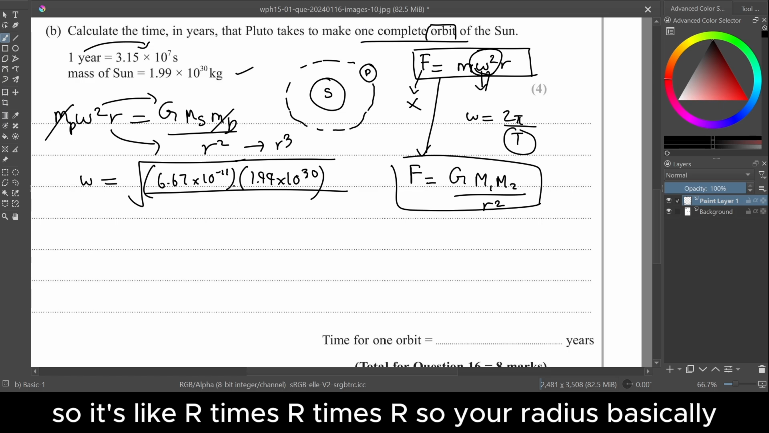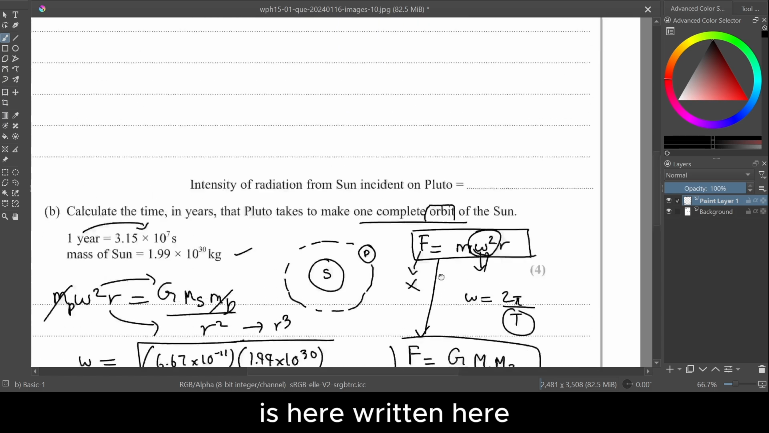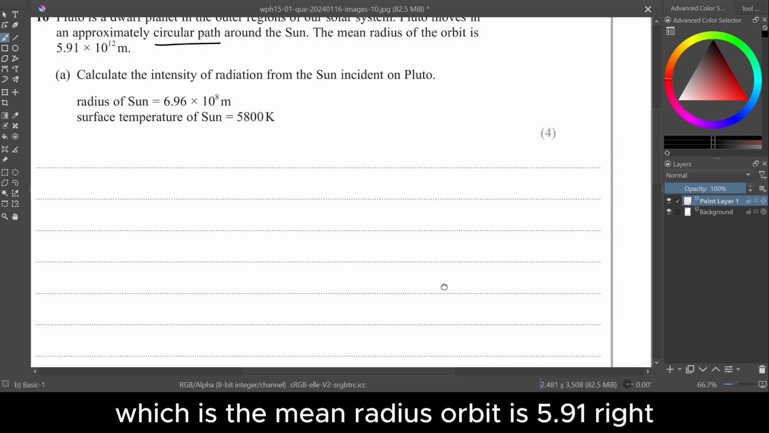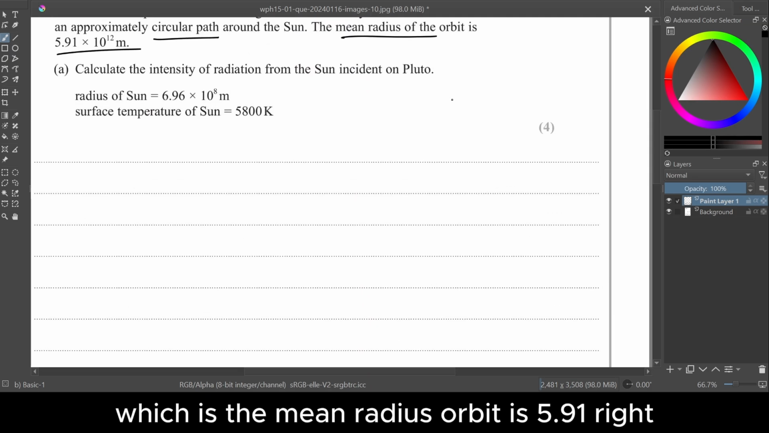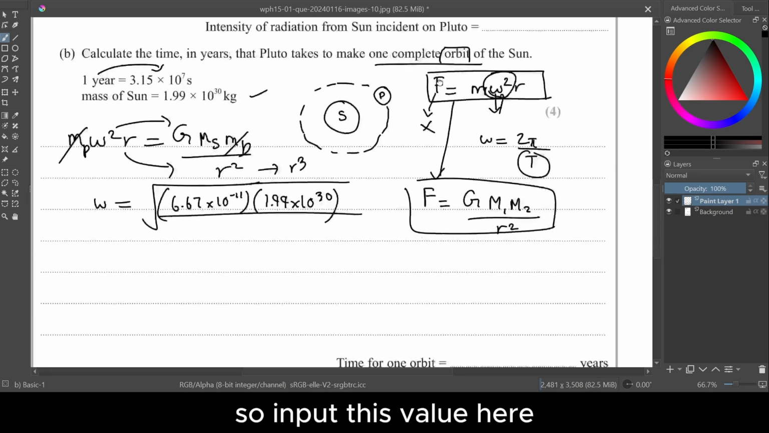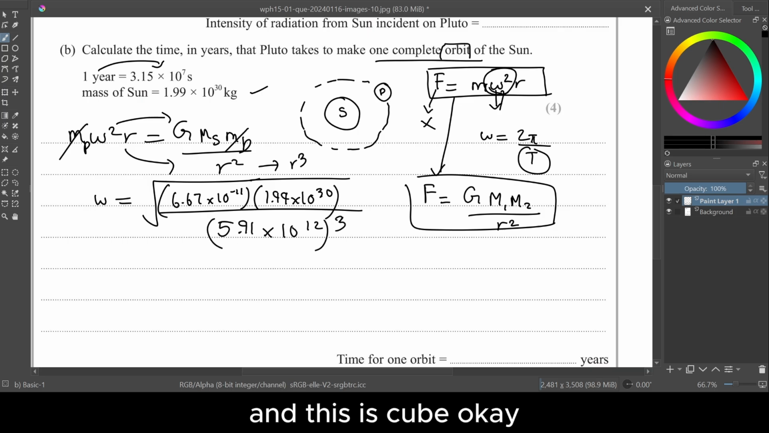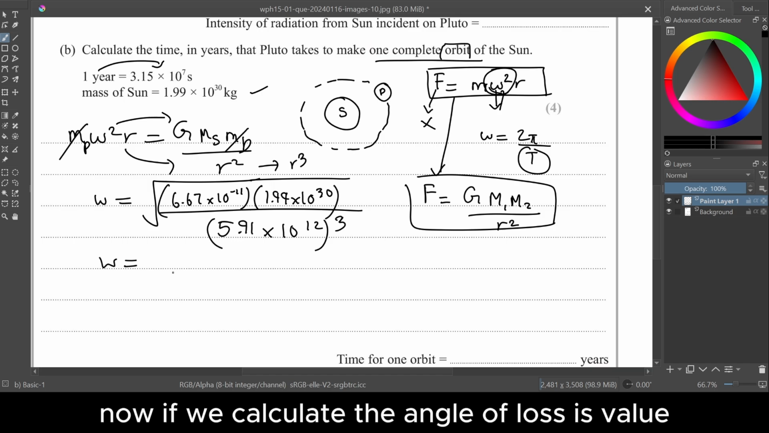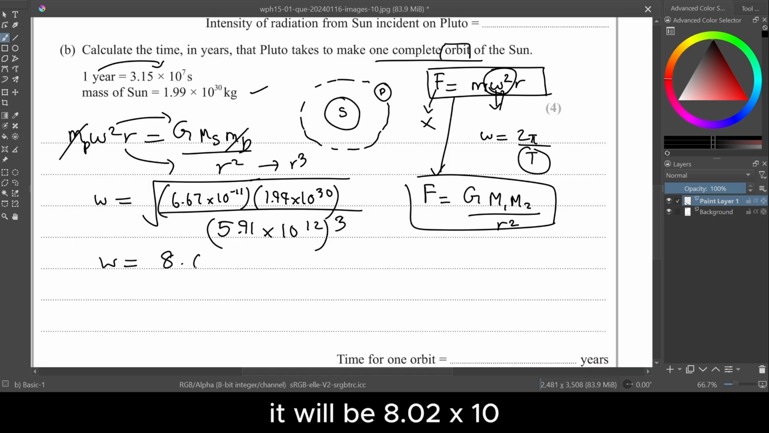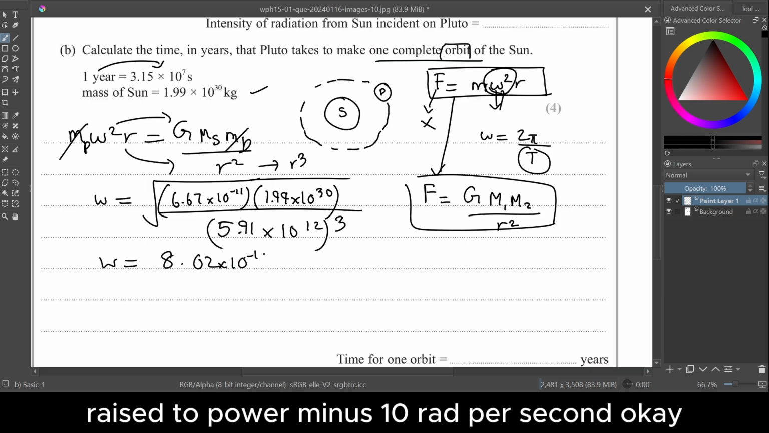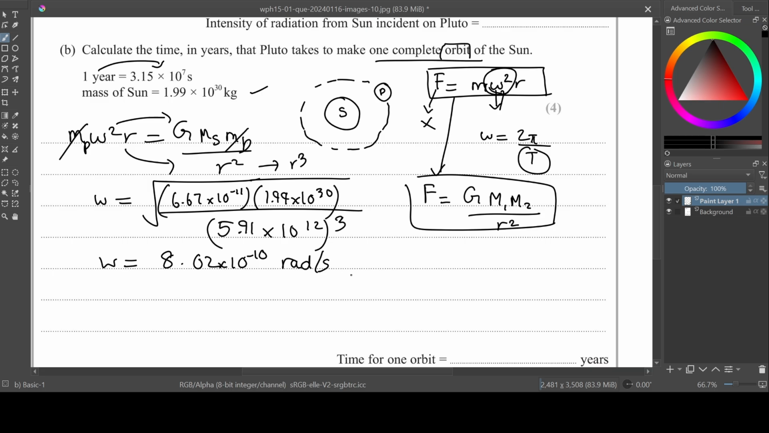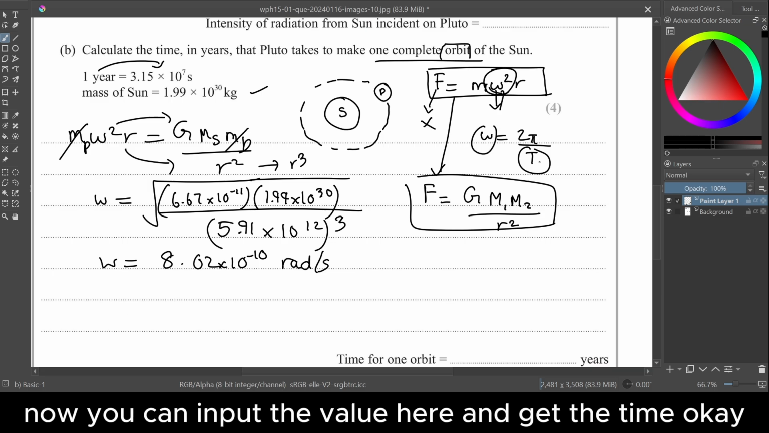So it's like r times r times r. Your radius is written here, which is the mean orbit radius, 5.91. So input this value here: 5.91 times 10 raised to power 12, and this is cubed. Now if we calculate the angular velocity, it will be 8.02 times 10 raised to power minus 10 radians per second.